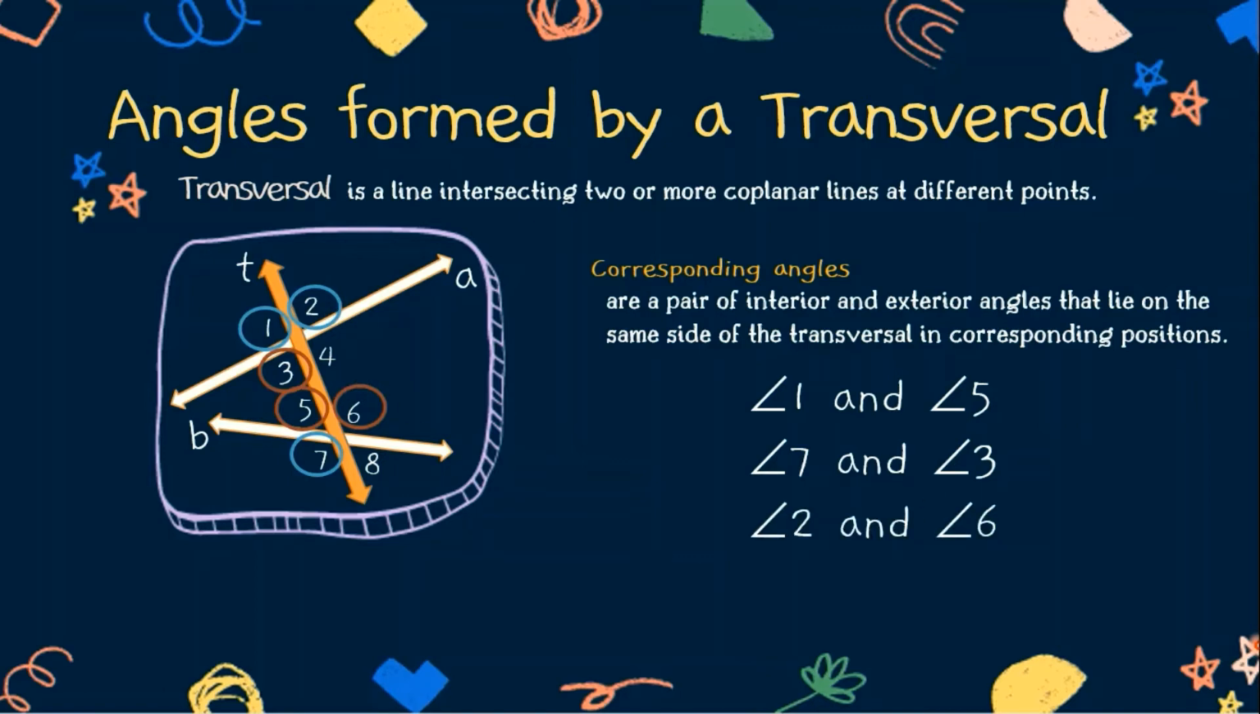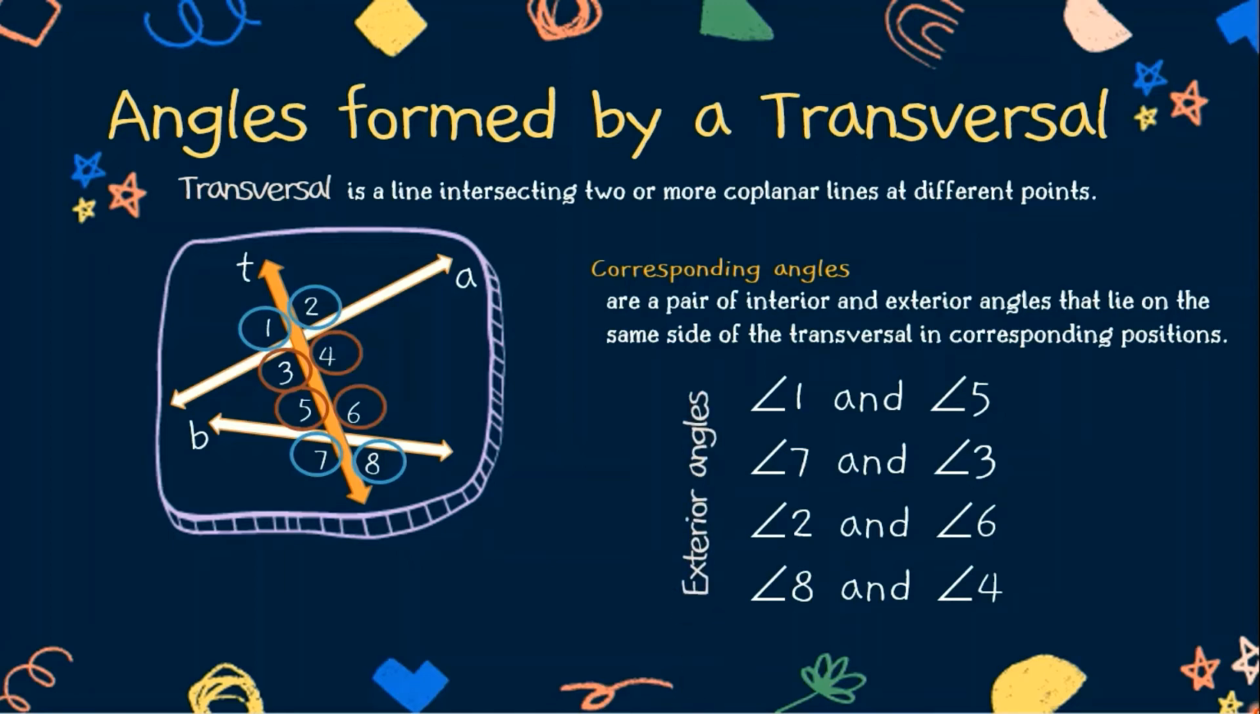This is our third pair of corresponding angles, angle 2 and 6. And our fourth and last pair of corresponding angles formed in this illustration, we have angle 8, exterior angle, and angle 4, interior angle, both on the right side of the transversal. Ito yung ating last pair of corresponding angles.